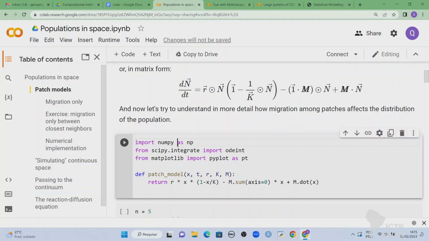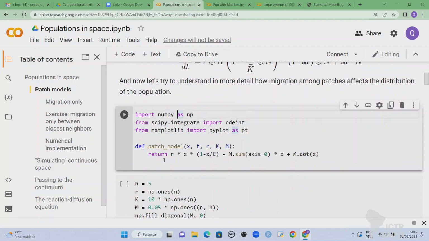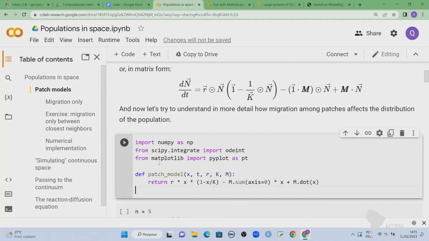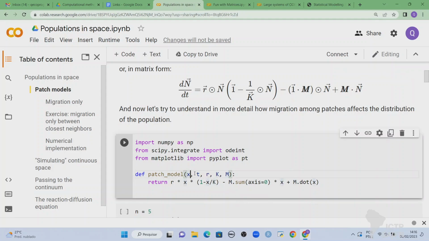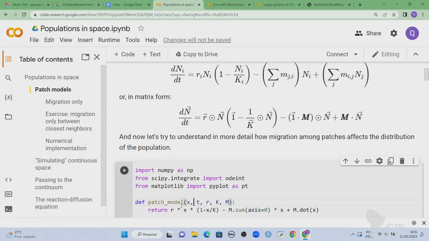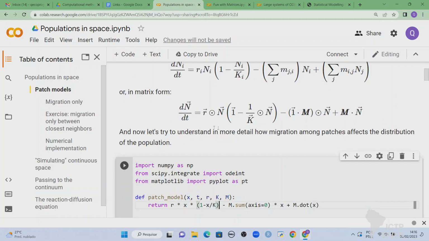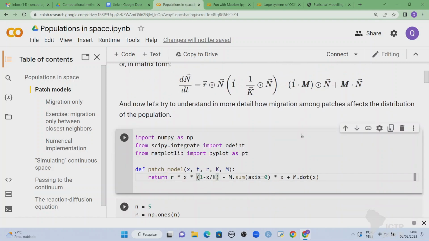We had this as an exercise yesterday. I think many of you were able to do it, but now this is the solution. You have essentially three parameters here: the arrays of r and K, and the matrix M of migration rates. The function receives r, K, and M besides x and t, and now you have r times x times 1 minus x over K. That is the first term.